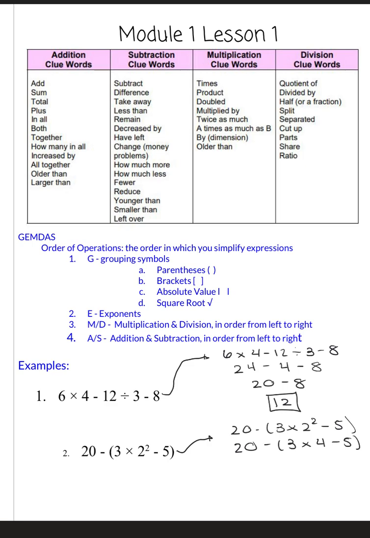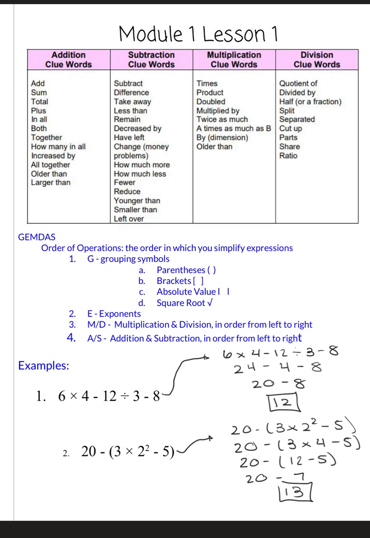So remember, with exponents, whatever power it is raised to, that's how many times you multiply it by itself. So 2 squared, I'm multiplying 2 times 2, which is 4. I still have some more work to do within my grouping symbol. So now I see that I have 3 times 4, which is going to give me 12 minus 5. Still some work to do within my grouping symbol. Then I'm going to have 20 minus 7, and 20 minus 7 is going to be 13.